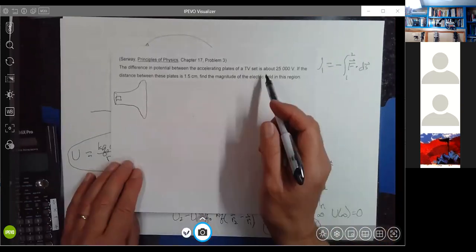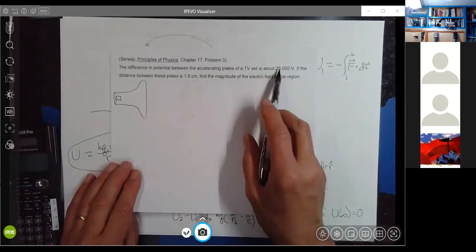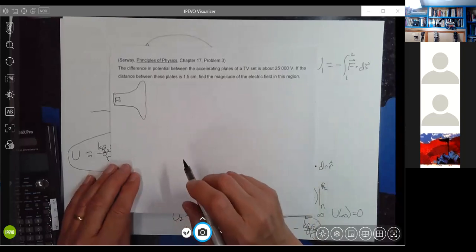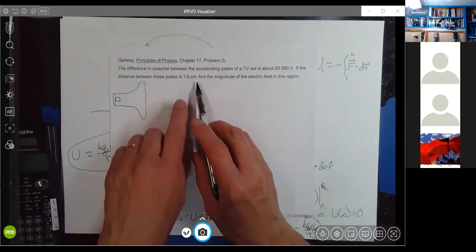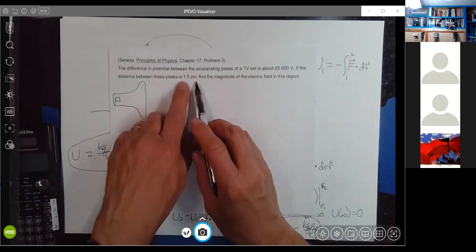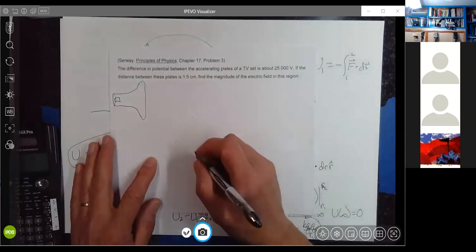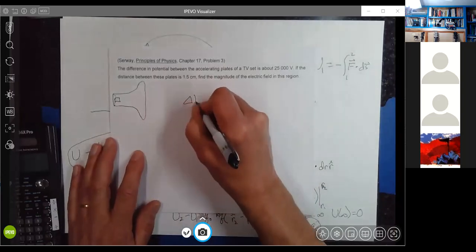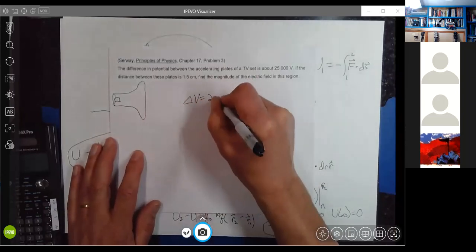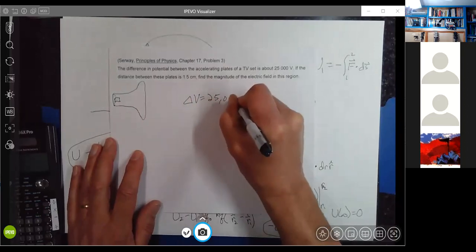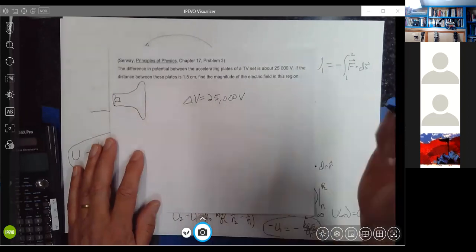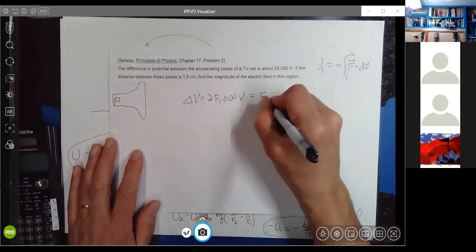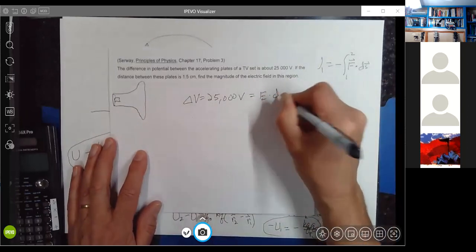But anyway, accelerating about 25,000 volts. So find the magnitude of the electric field in that region if the separation between the plates is only 1.5 centimeters. Oh, well, delta V, that's the 25,000 volts, that's going to equal the electric field times the distance.